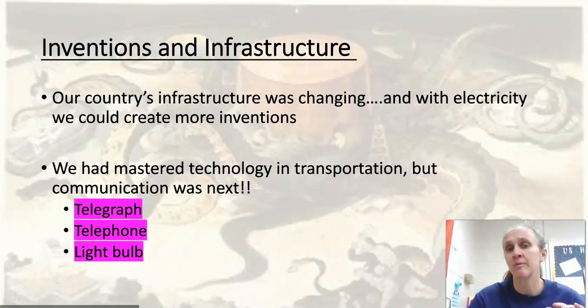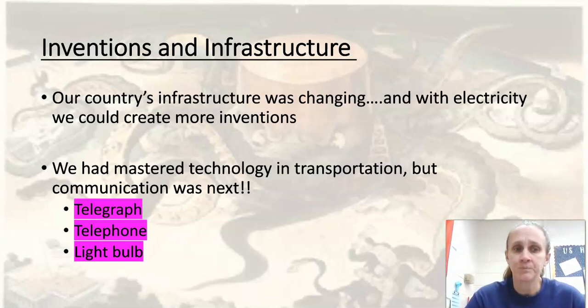Our country's infrastructure is changing. Remember the Civil War? We, the North, destroyed all of the South's roads and railroads, and destroyed major cities that were used for trade. And then after the Civil War, we're building railroads. We're creating a transportation system for our country using railroads. And with the discovery of electricity and the harnessing of electricity to use for all kinds of things, electricity is going to change the way we do a lot of things in our country. So communication is going to be part of our country's infrastructure that now is going to be revolutionized by these inventions.